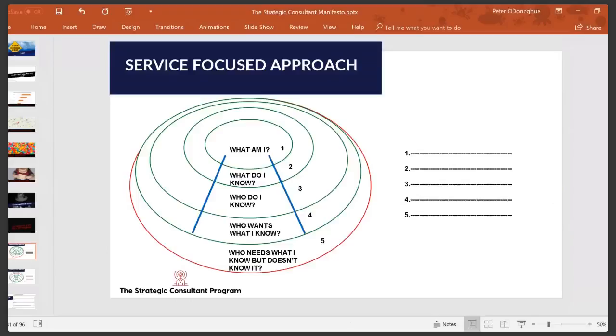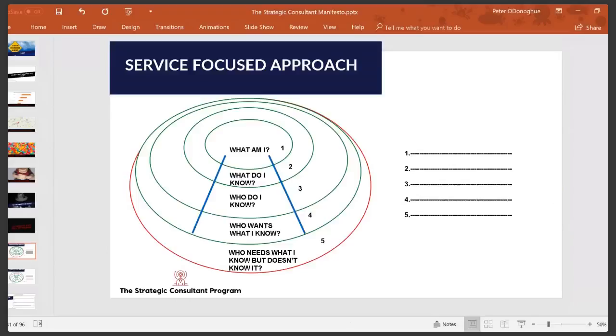And then, who do I know? Who wants what I know? This is who I am. This is what I am. I'm a quality assurance consultant. I'm an HR consultant. I'm a leadership consultant. Who wants what I know? And that's about as far as most consultants get. So stage 4, and then it's out to the market.